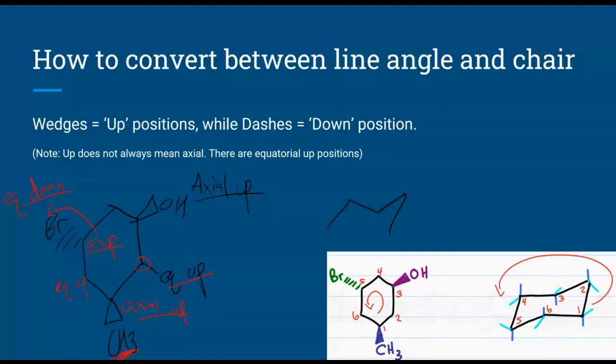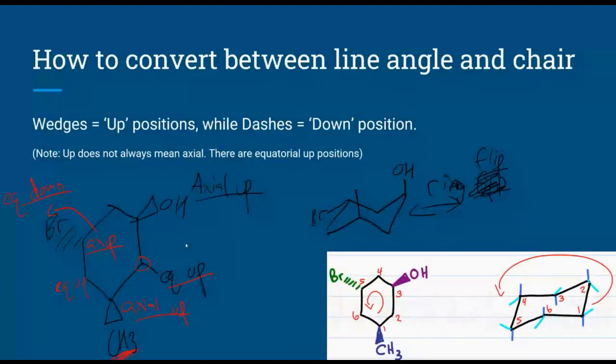So we can now draw it as axial up, 1, 2, axial up, 1, 2, equatorial down, like this. And you can get the old configuration I had by a ring flip. This happens because during a ring flip, axial and equatorial positions switch, but directionality doesn't change. Does this sort of make sense?